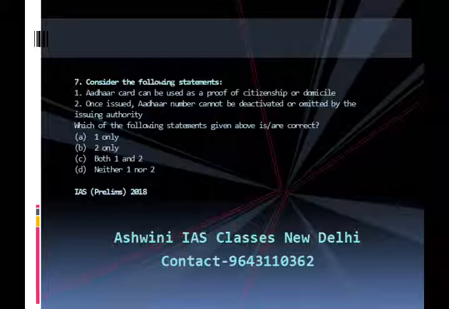First, Aadhaar card can be used as a proof of citizenship or domicile. Second, once issued, Aadhaar number cannot be deactivated or omitted by the issuing authority. Which of the following statements given above is or are correct? A, 1 only, B, 2 only, C, both 1 and 2, D, neither 1 nor 2. The answer is D, that is neither 1 nor 2.